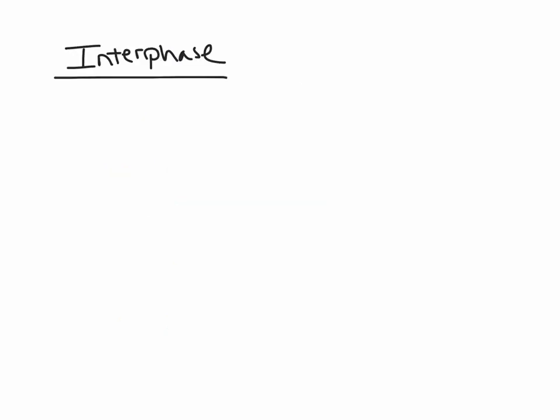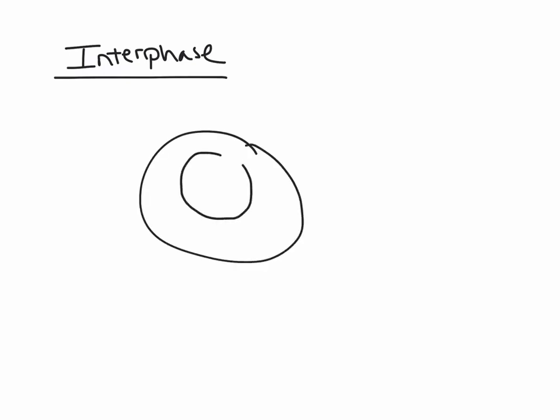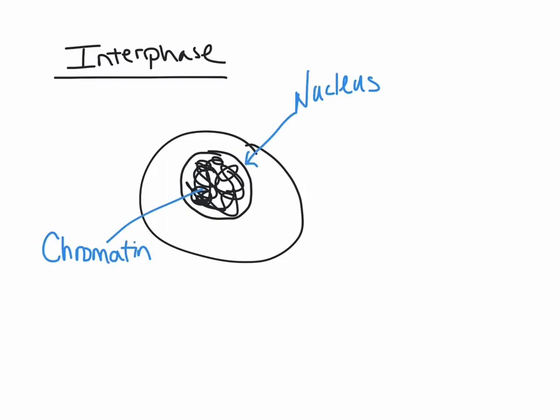So let's start with interphase. During this time, our cell will have a nuclear envelope. The DNA will be loose and stringy in the form of chromatin. During this time, the DNA will replicate during the S phase of interphase. In G2, it will then prepare and get ready for meiosis.